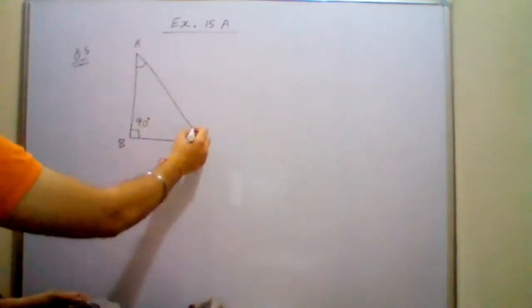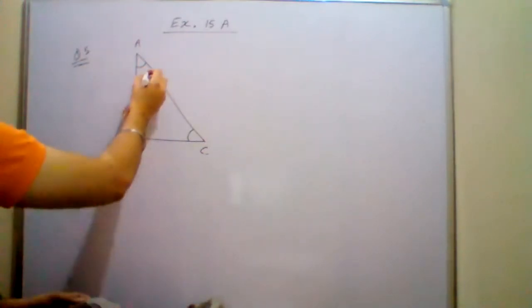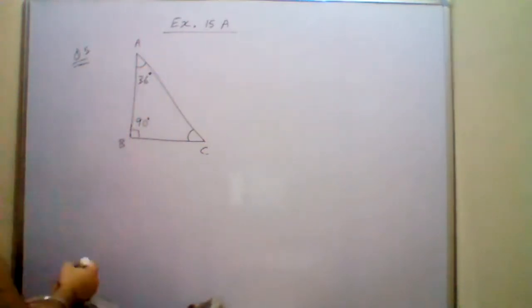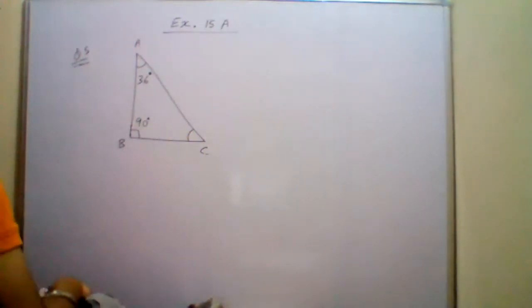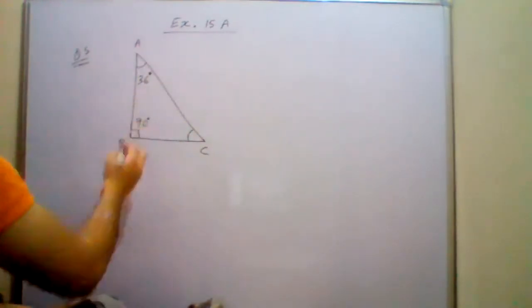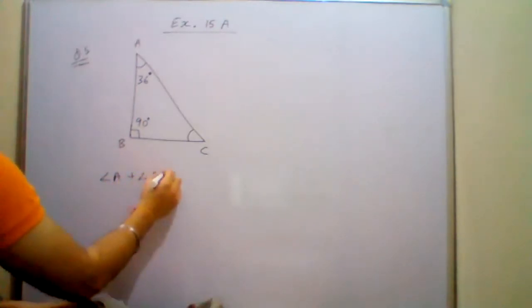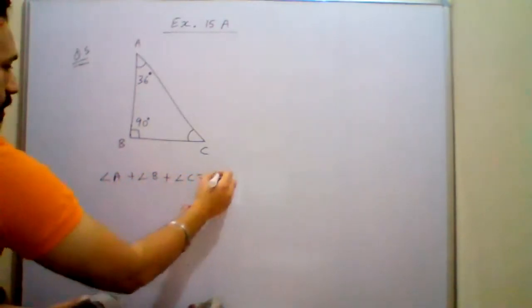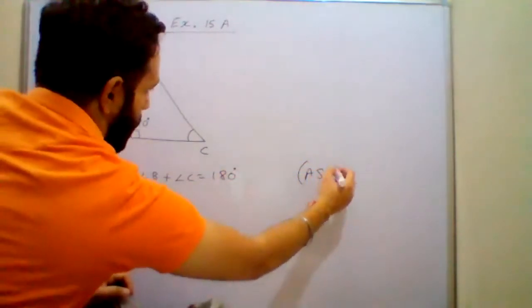Out of these two acute angles of a right triangle, one angle is given as 36 degrees. That means angle A is 36 degrees, and you have to find the third angle of the triangle. So this is the figure. Can you all do it now? Very easily, you all can do it. Yes, sir. Angle A, degrees. Write the property.